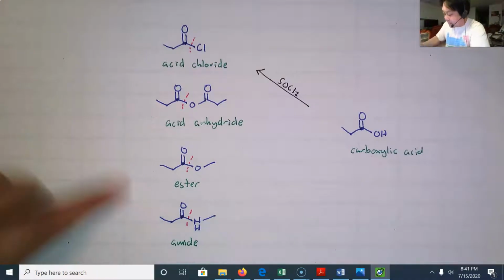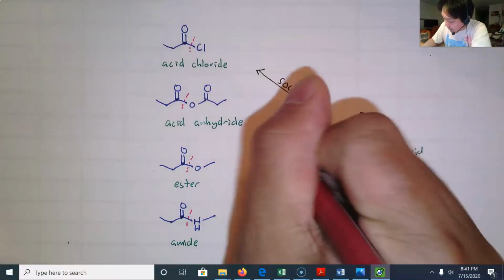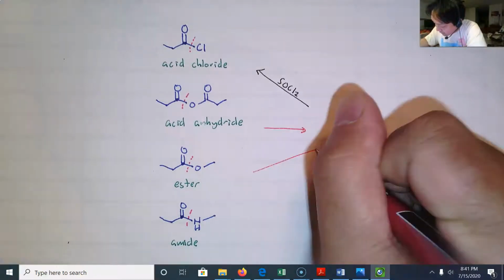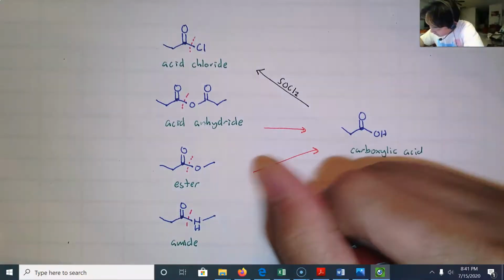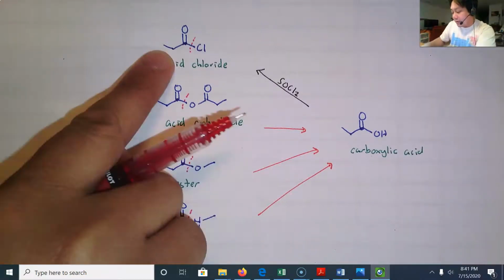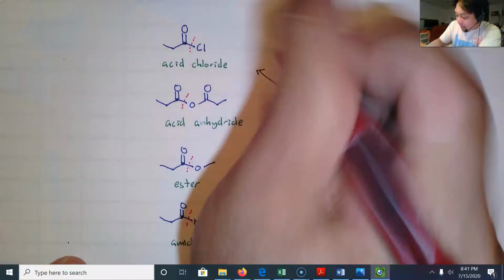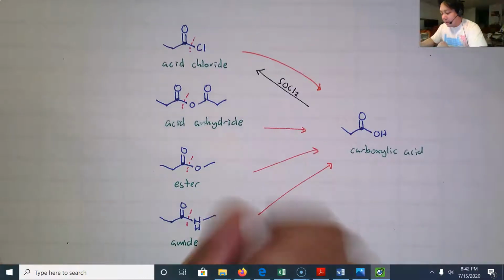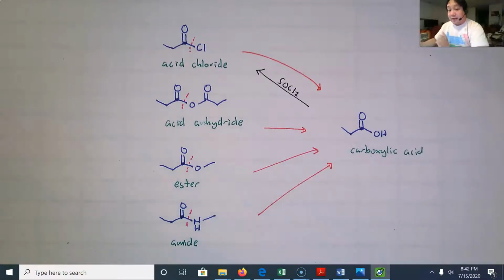Okay. What about these others? How do we do hydrolysis? I'm not going to give the reagents right now. I'm showing you how everything is interrelated. Okay, so all the red ones are hydrolysis reactions, and you could even go this way from the acid chloride back to the carboxylic acid.